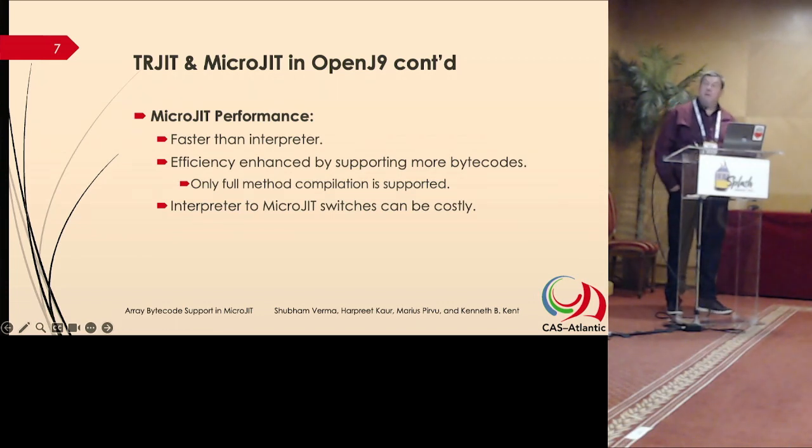What this effectively means is that we need more bytecode support in order to get more MicroJIT compilation. And the reason for this is because the interpreter to MicroJIT switches can be quite costly. So effectively, the more we can MicroJIT, the better the performance we can achieve.